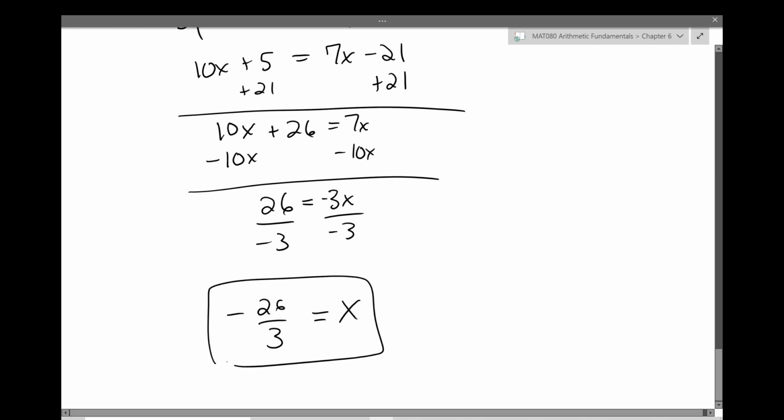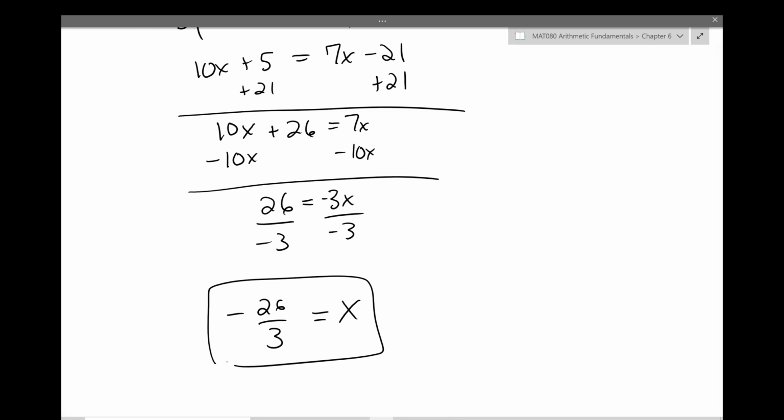Okay? All right? So sometimes the answers don't come out to be these perfect whole numbers, but that's okay. We could deal with that.